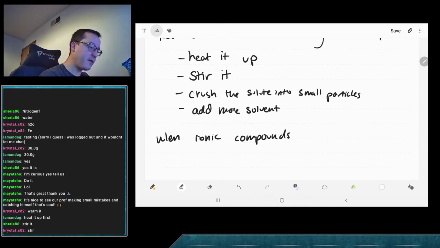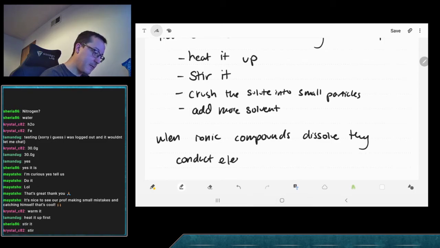Another bit of fun stuff that we're going to talk about is when ionic compounds dissolve, they conduct electricity very strongly.